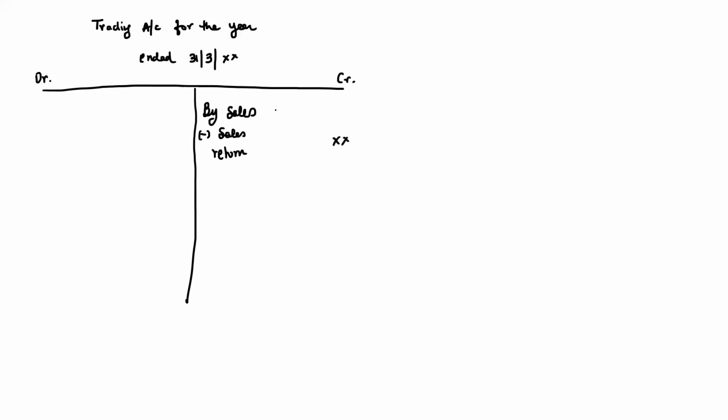So trading accounts के अंदर क्या क्या items जाते हैं? I'm not making the exact trading account. I'm making a T-shaped trading account. So buy, sales, less sales return. So this will give you, this is known as net sales.